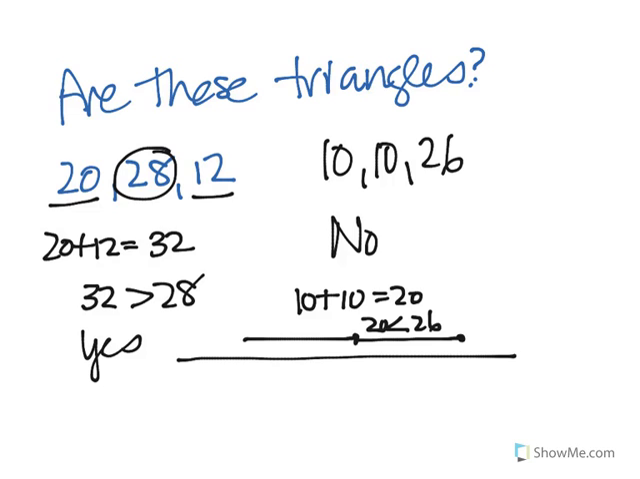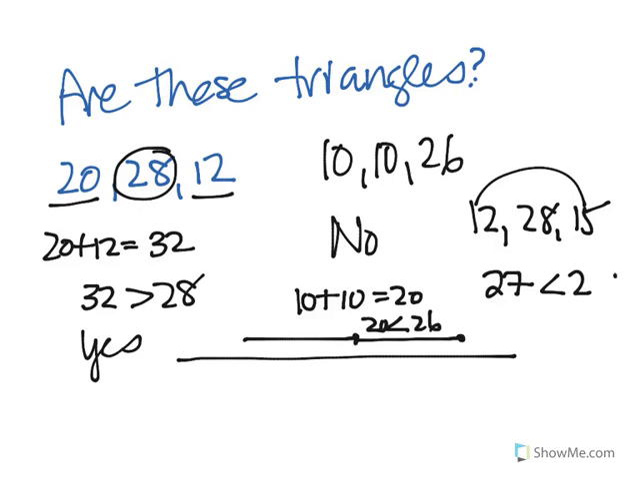How about 12, 28, 15? Well, let's add these together, and we get 27, and 27 is less than 28. So can that be a triangle? No, it's not going to work. Okay, let's try some other things.